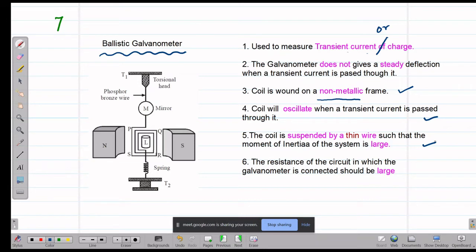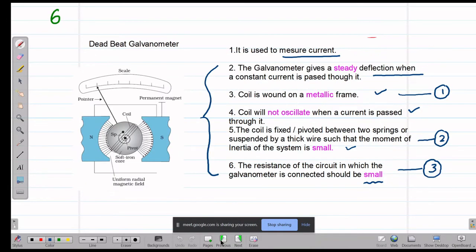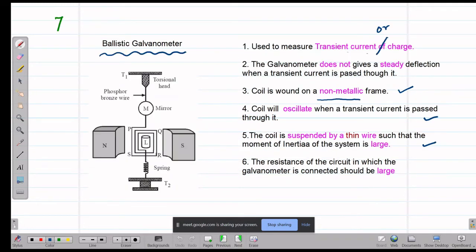Distinguish between a ballistic galvanometer and a deadbeat galvanometer. So you should make 2 columns. In one column you should write these 6 points for deadbeat galvanometer. In the other column you should write these 6 points for the ballistic galvanometer. And of course, the resistance of the circuit in which the galvanometer is connected should be large. So these are the major points regarding a ballistic galvanometer.